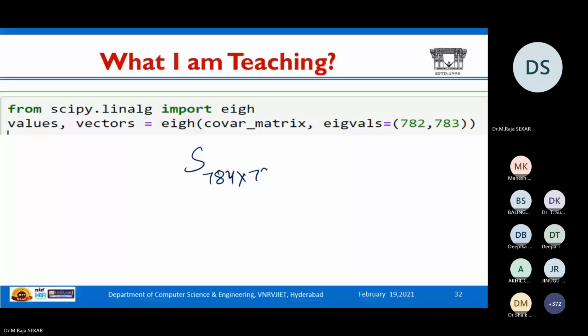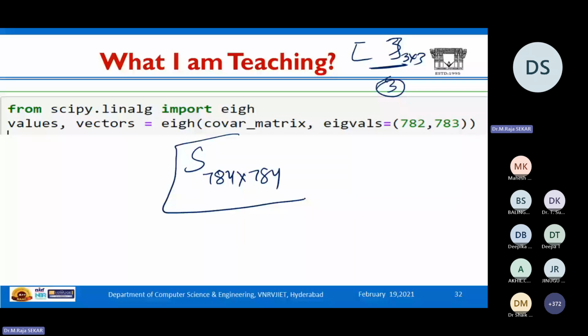Now, for example, in your BTech classes, if you have a 3 by 3 matrix, how many eigenvalues will you get? You will get 3 eigenvalues, isn't it? You will get a characteristic equation of order 3. In a similar manner, for this particular matrix, what is my S? My S is the covariance matrix. eigh is a method, a function, to which I am giving the covariance matrix. What is the covariance matrix size? 784 by 784.